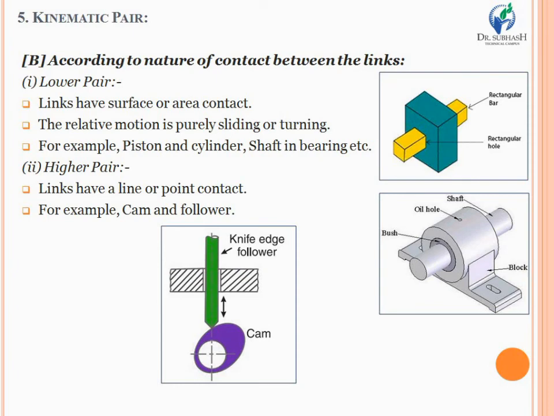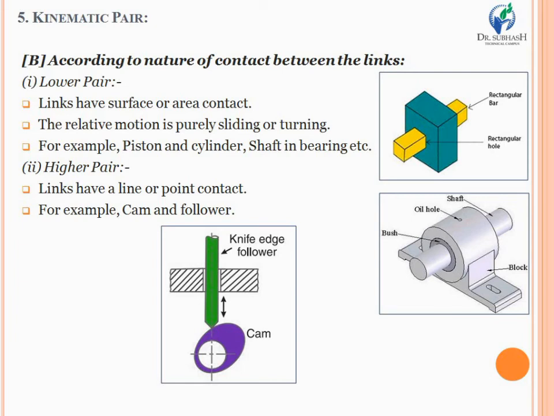And of course you can also have a classification based on the nature of contact between the links. They are classified into two main categories, lower pair and higher pair. Generally, when two links have surface contact, or area contact, whenever it transmits motion and power, they will be known as a lower pair. In order to form a lower pair, the contact should be area contact. That is the primary condition to form a lower pair.